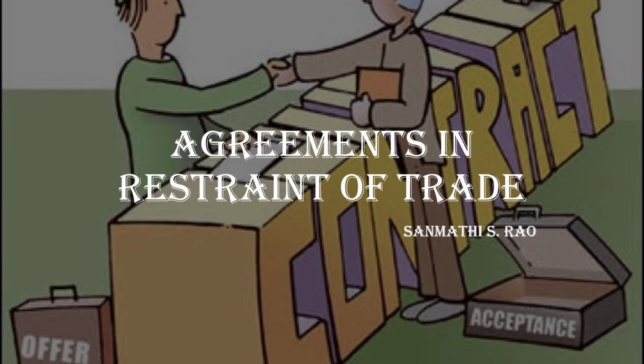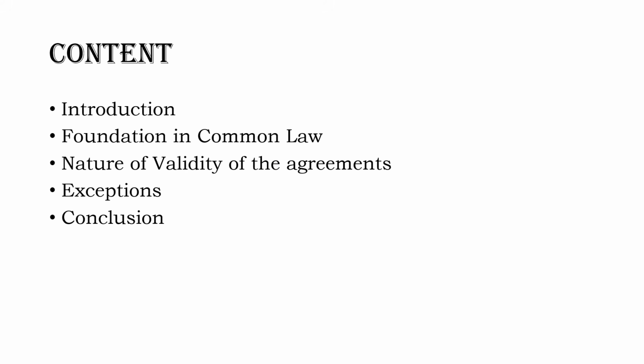Hello friends, today let's discuss agreements in restraint of trade, which are void under Section 27 of the Indian Contract Act. We will discuss the provision in depth in today's lecture. First, I'll go through the introduction, and then I will discuss the foundation of the principles enumerated under the provision, which were a part of the English common law. Then I will discuss the nature and validity of agreements in restraint of trade. Then I'll discuss the exceptions to the provision, and then I'll conclude my lecture.